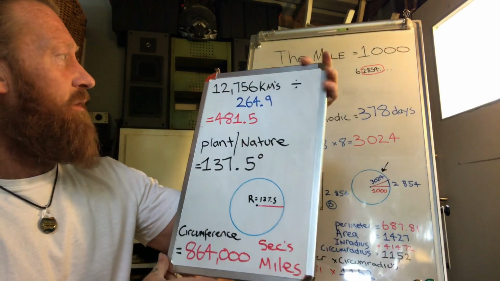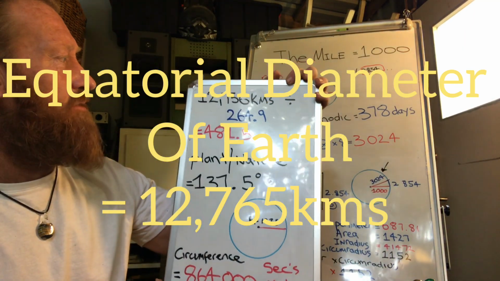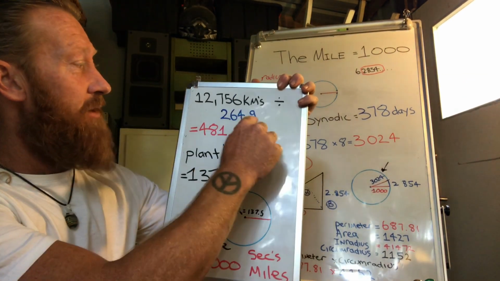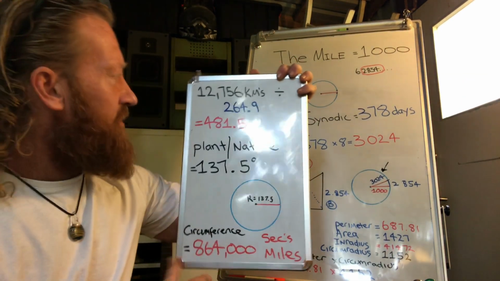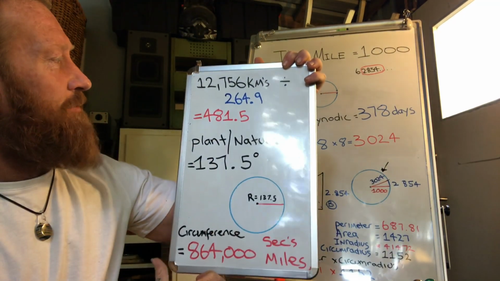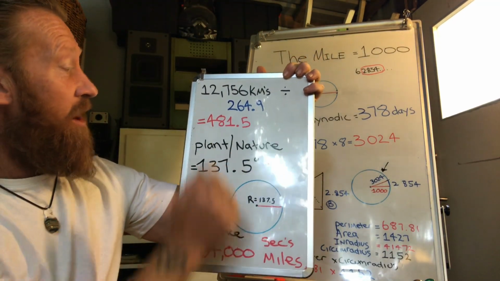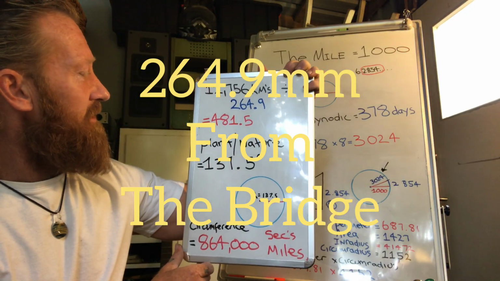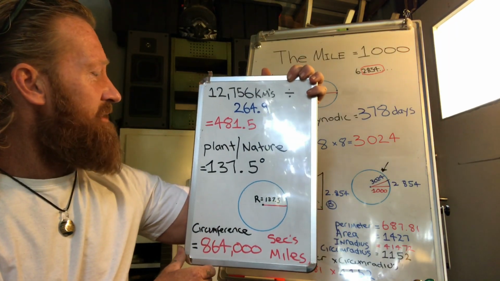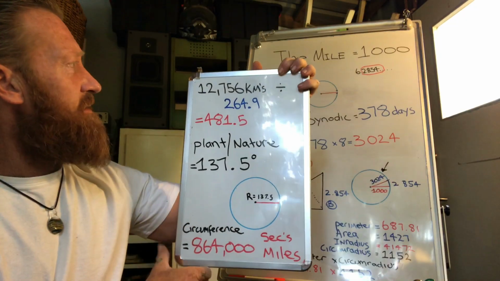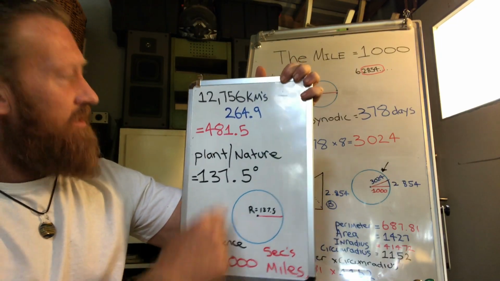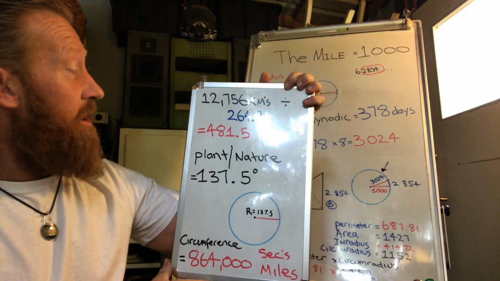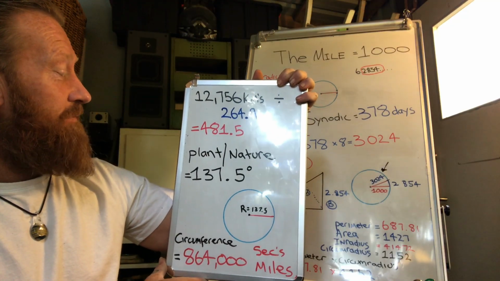Just one last thing as well. 12,756 kilometres divided by that 15th fret. What was it from the bridge? I think 264.9, and we get the height of the Great Pyramid. Some of these things are just unbelievable. 12,756 kilometres divided by that 15th fret position equals the height of the Great Pyramid, 481.5.